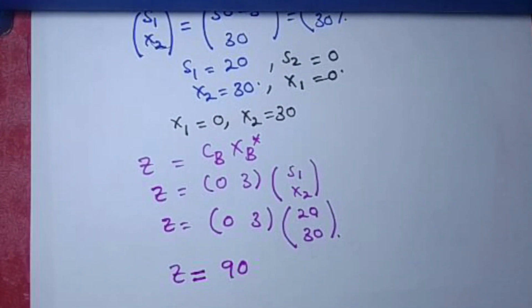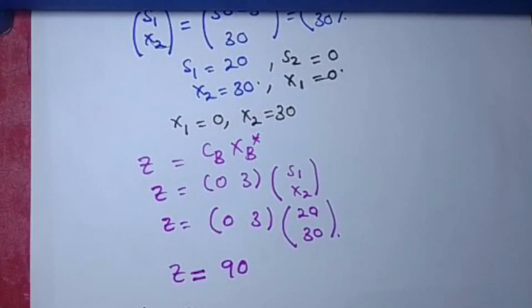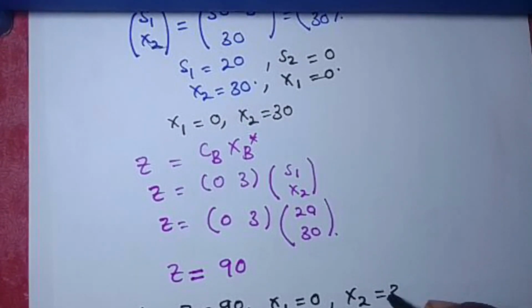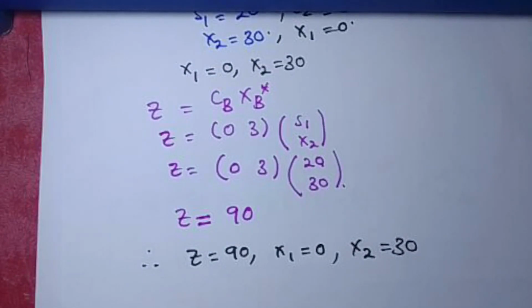And therefore, this becomes our final answer. So someone can conclude and say, therefore, Z is equal to 90, and X1 is equal to 0, and X2 is equal to 30. So that is how far we have come. I hope we have come together. We are all on point.